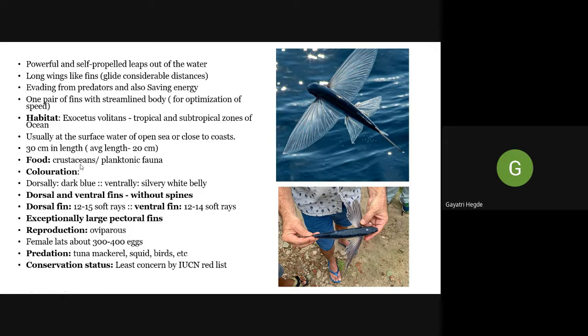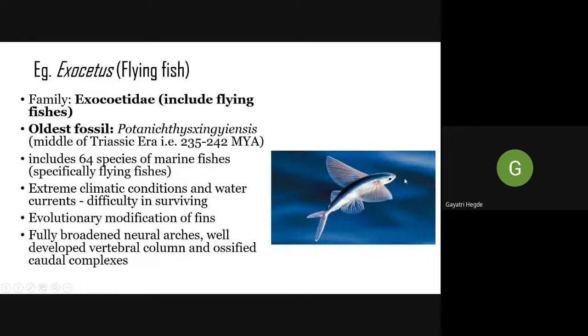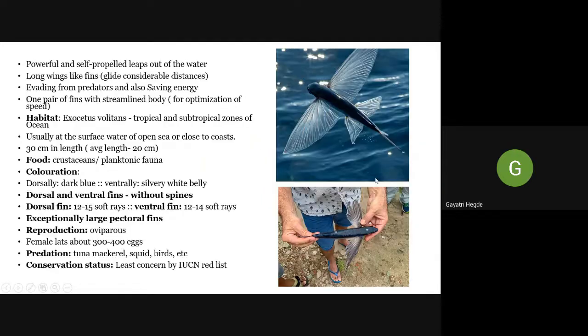Okay. Now coming to coloration, can you see the dorsal body? Dorsal means backside of the body is very dark blue in color, like a nice navy blue color. But the ventral body, can you see over here? The ventral portion, the belly portion, is silvery white in color. Okay, remember this. Dorsal is dark blue, whereas ventral is silvery white.